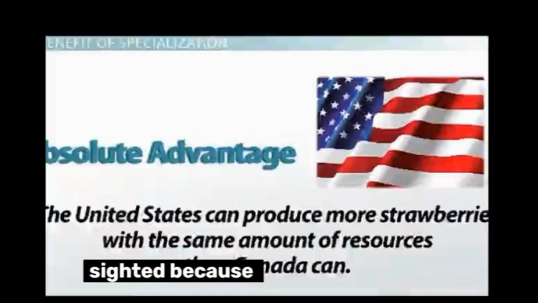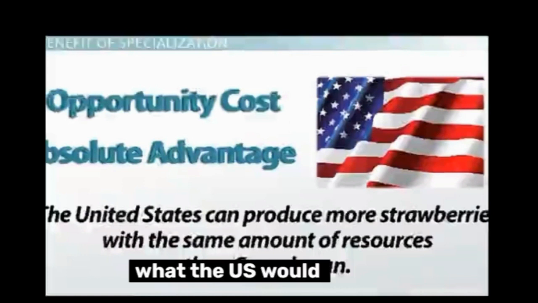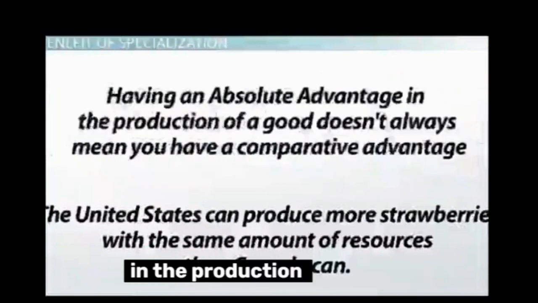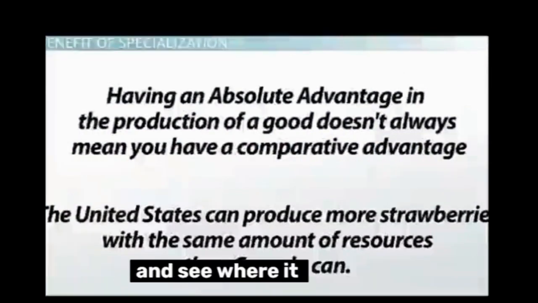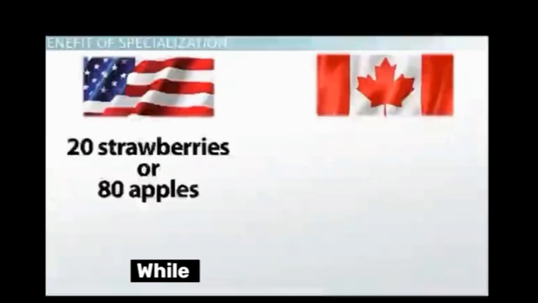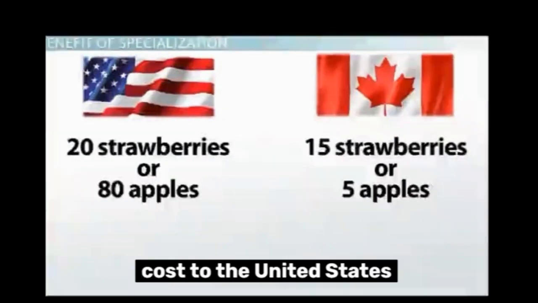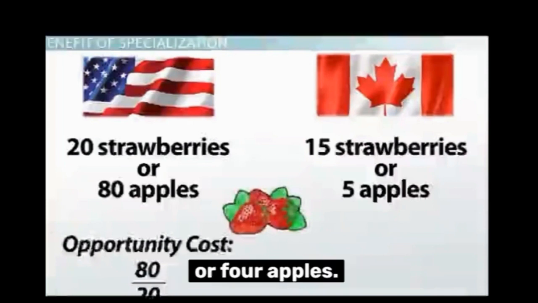But my perspective is nearsighted because I'm not accounting for the concept of opportunity cost, which shows me what the U.S. would have to give up in order to specialize. Having an absolute advantage in the production of a good doesn't always mean that you have a comparative advantage. So let's take this idea further and see where it leads. The U.S. can produce 20 strawberries or 80 apples, while Canada can produce 15 strawberries or 5 apples. That means that the opportunity cost to the United States of producing one strawberry is 80 divided by 20 or 4 apples.